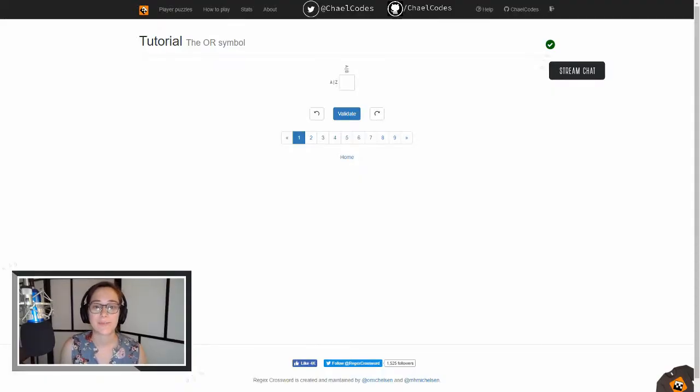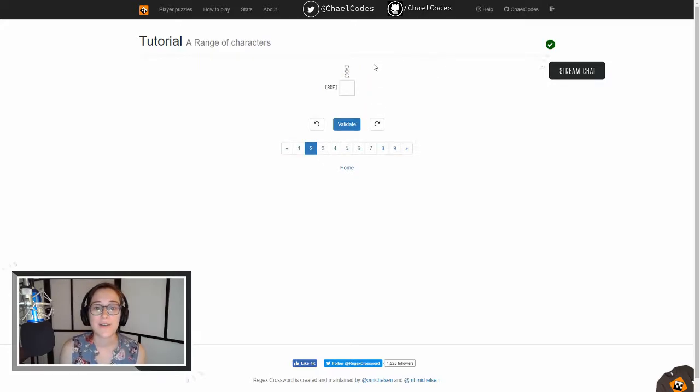Alright, so here we have our first puzzle. We have A pipe B and A pipe Z. So that pipe means or, right? So our first one says A or B, and our second one says A or Z. And since A is in both of those, we know that it's the answer. Awesome, so that validated, and the next puzzle is coming up soon.